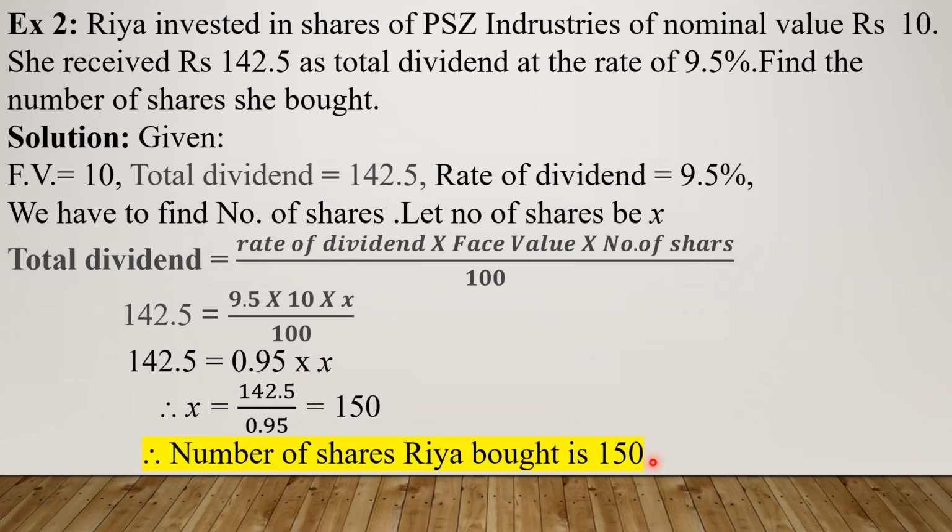Okay. So this is how you will get here number. So in this problem, out of these four things, you were given total dividend, rate of dividend, face value, and number of shares were asked. Okay. So formula is same. Whatever is given to you, you write there and then solve the problem. Whatever is asked to you, you can write it as X.